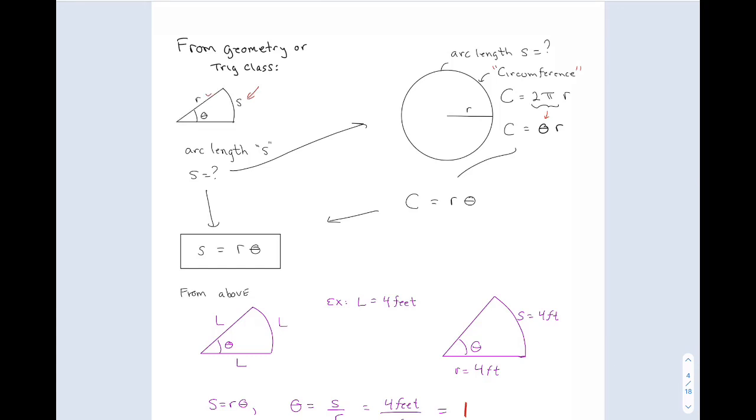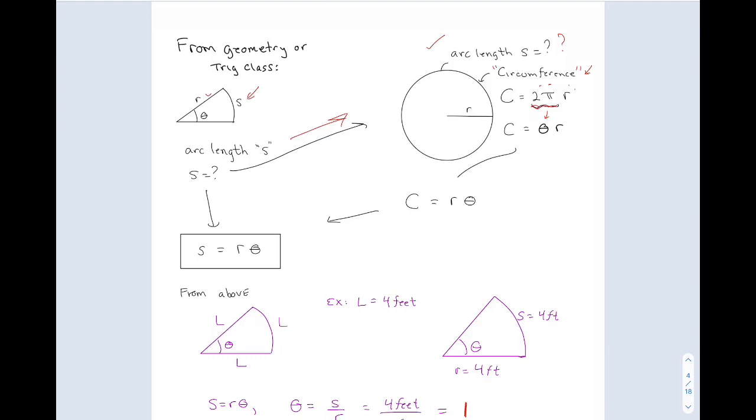I have the radius, and I have the arc length, and I have the angle. And I want to be able to find the arc length. The easiest way to remember that is if I have a circle, how do I find the arc length of a circle? Well, remember from algebra class, that's just called the circumference. And everybody remembers the circumference is 2 pi r.